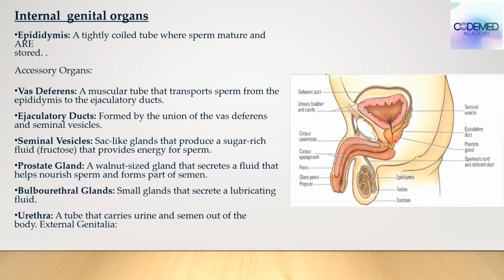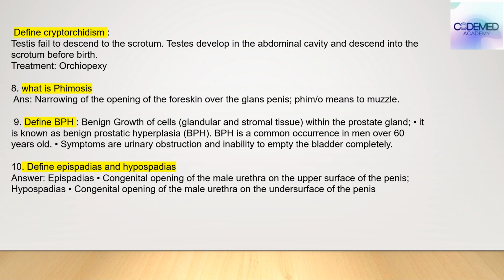So the same tube carries the urine, and at this junction you will see that the ejaculatory duct joins the urethra, and that's why the same tube will also carry the sperms and the semen. Now let us understand certain important malformations related to the male genital.